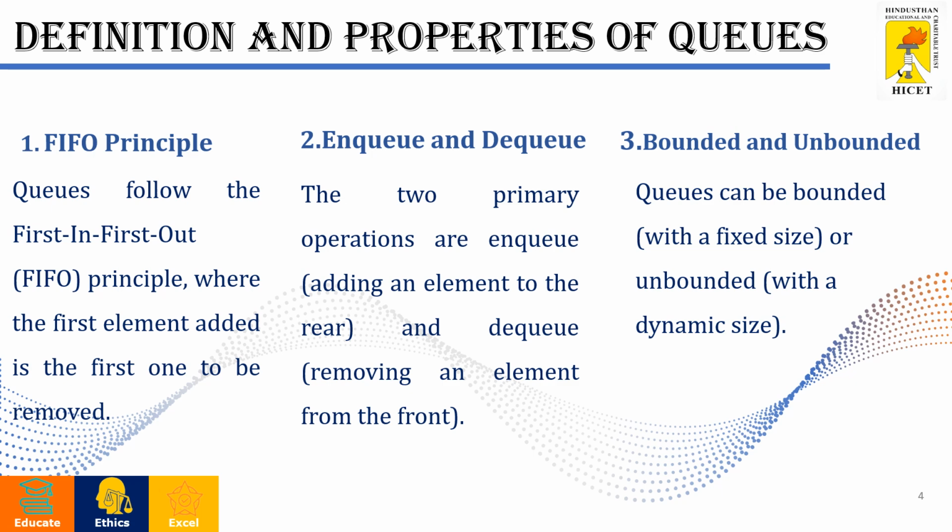So another one is the unbounded, where the size of the queue can be increased as and when there is a requirement. An element can be inserted into a node and the node can be attached to the queue. So in unbounded there is no fixed size, any number of elements can be added to the queue.